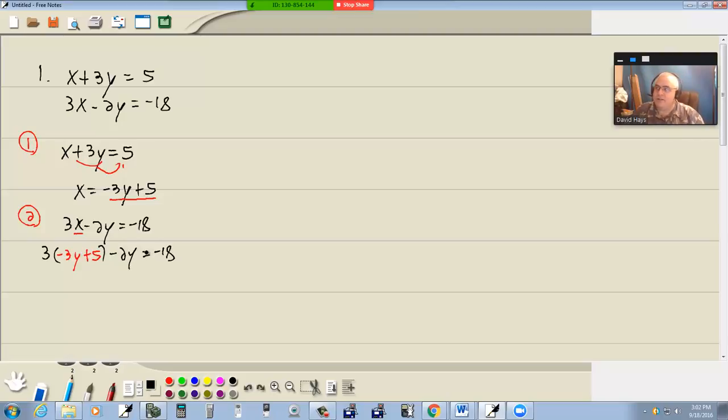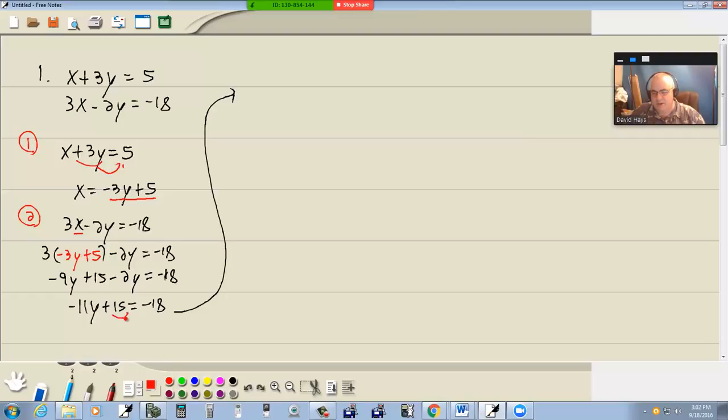This is a linear equation. So first step, we'll get rid of parentheses, distributive property. 3 times negative 3 gives us negative 9y. 3 times 5 is 15. Minus 2y equals negative 18. Combine like terms at any step. Negative 9y minus 2y is negative 11y, plus 15 equals negative 18.